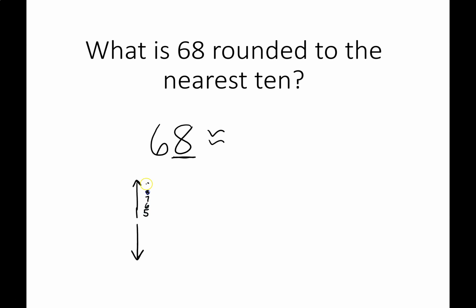5, 6, 7, 8, 9, we round up. 4, 3, 2, 1, 0, we round down. Okay, well, this number has an 8 in it, meaning we're rounding up. But we have to figure out what two tens 68 is in between. Okay, so I know both of these numbers will end in 0.